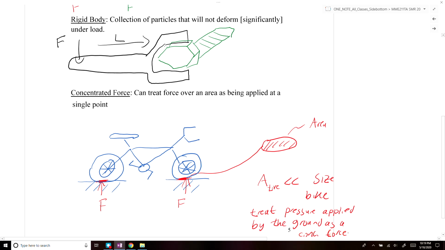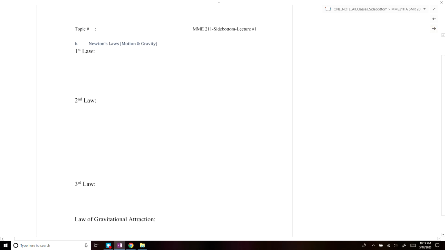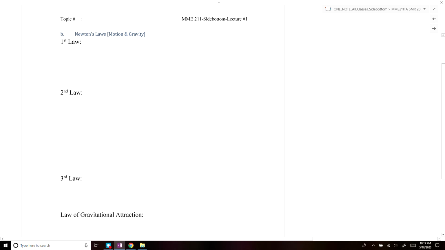All right. So the rest of this course, in addition to these concepts, is really built upon Newton's laws of motion. So if we go to the next page here, I just want to review Newton's three laws.